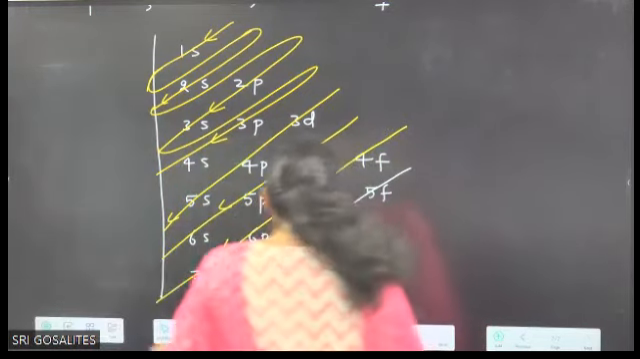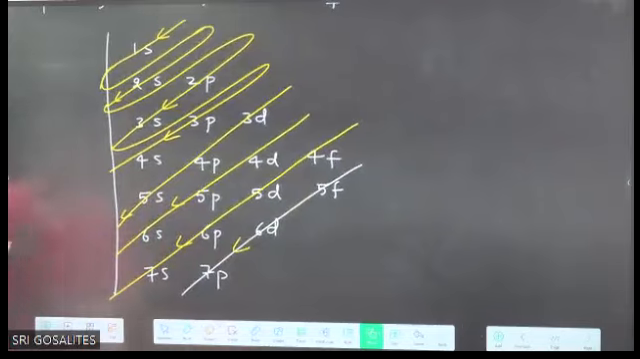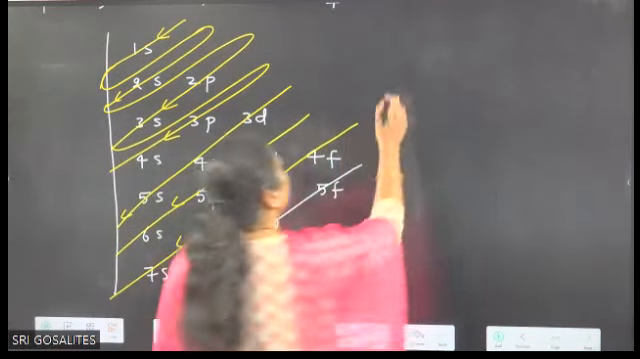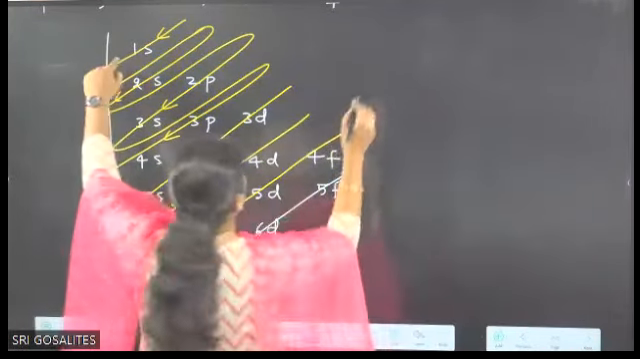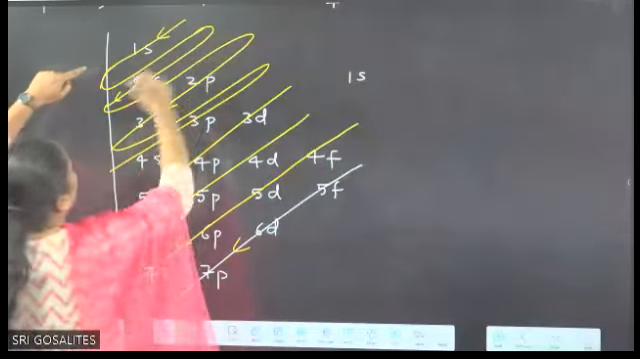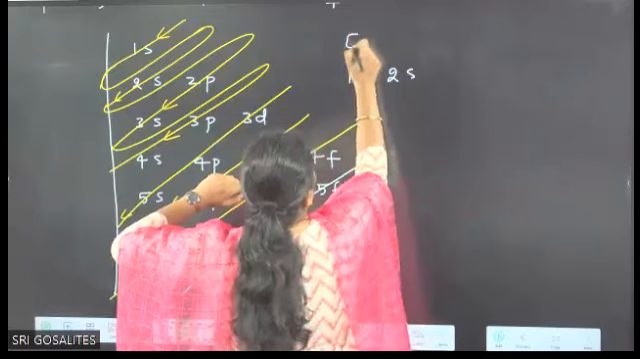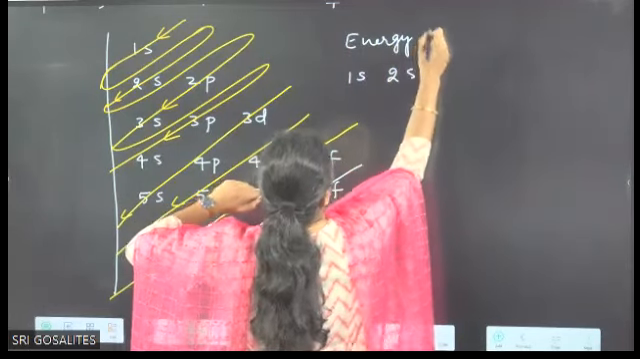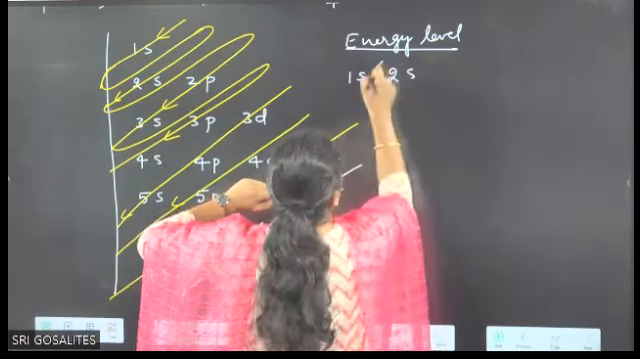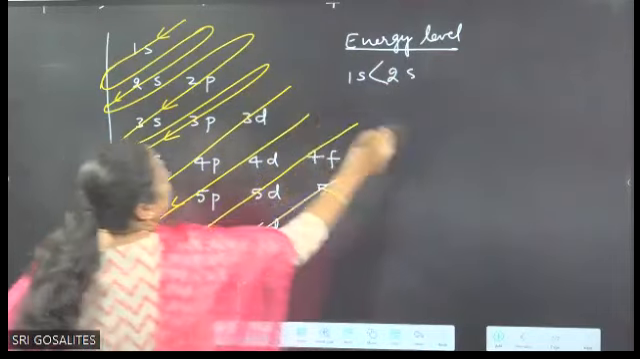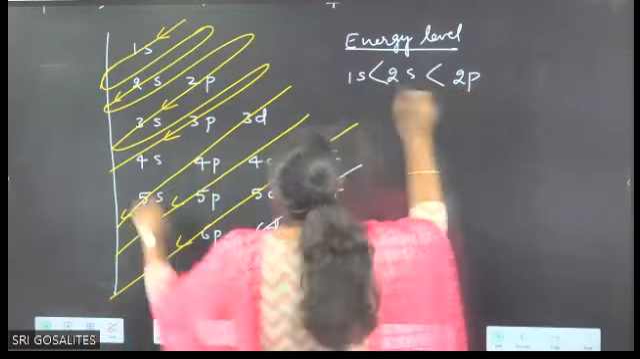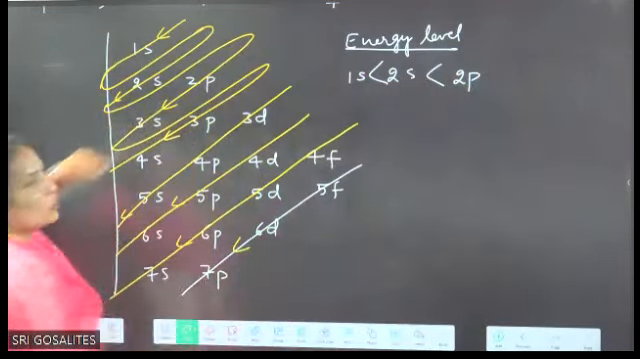Now, this is going to give you the energy levels. First you write 1s. After that, where the ball has hit, it is 2s. I'm writing the energy levels: 1s, then 2s, and after that 2p. You're able to see 1s, 2s, 2p. After 2p, what will come?